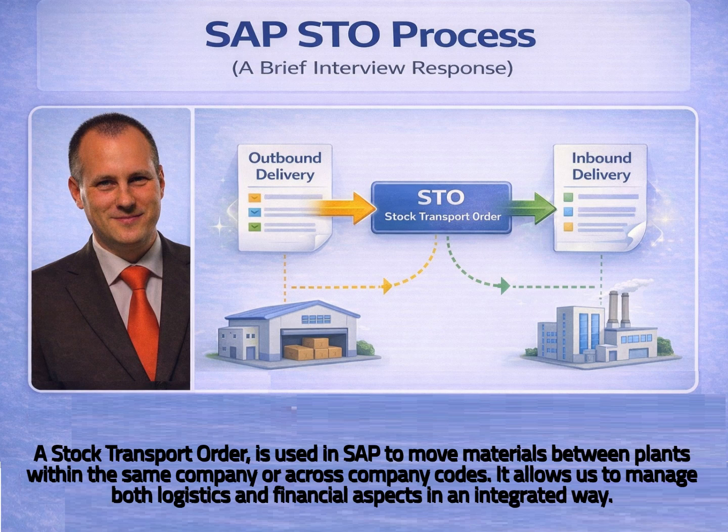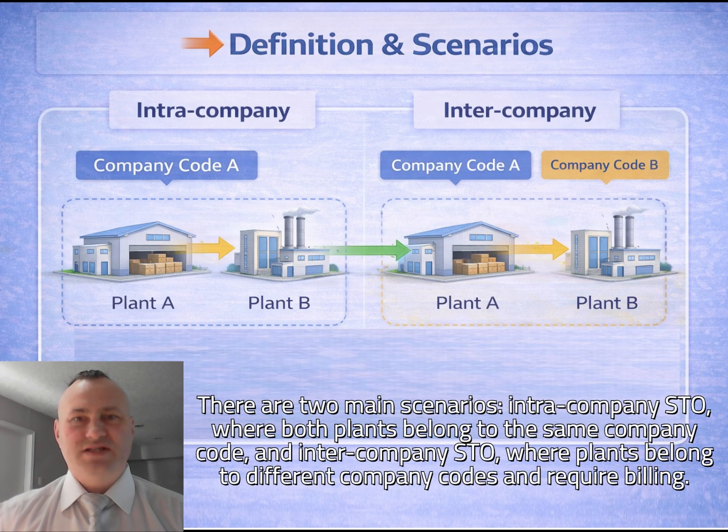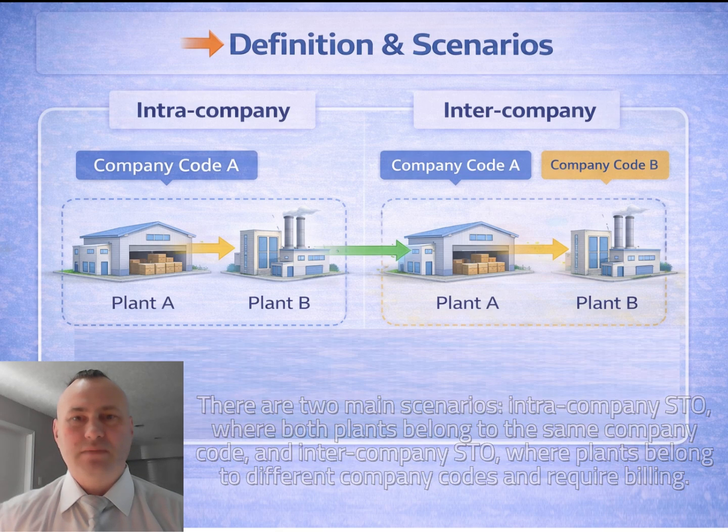A stock transfer order is used in SAP to move materials between plants within the same company or across company codes. It allows us to manage both logistics and financial aspects in an integrated way. There are two main scenarios: intra-company STO, where both plants belong to the same company code, and intercompany STO, where plants belong to different company codes and require billing.